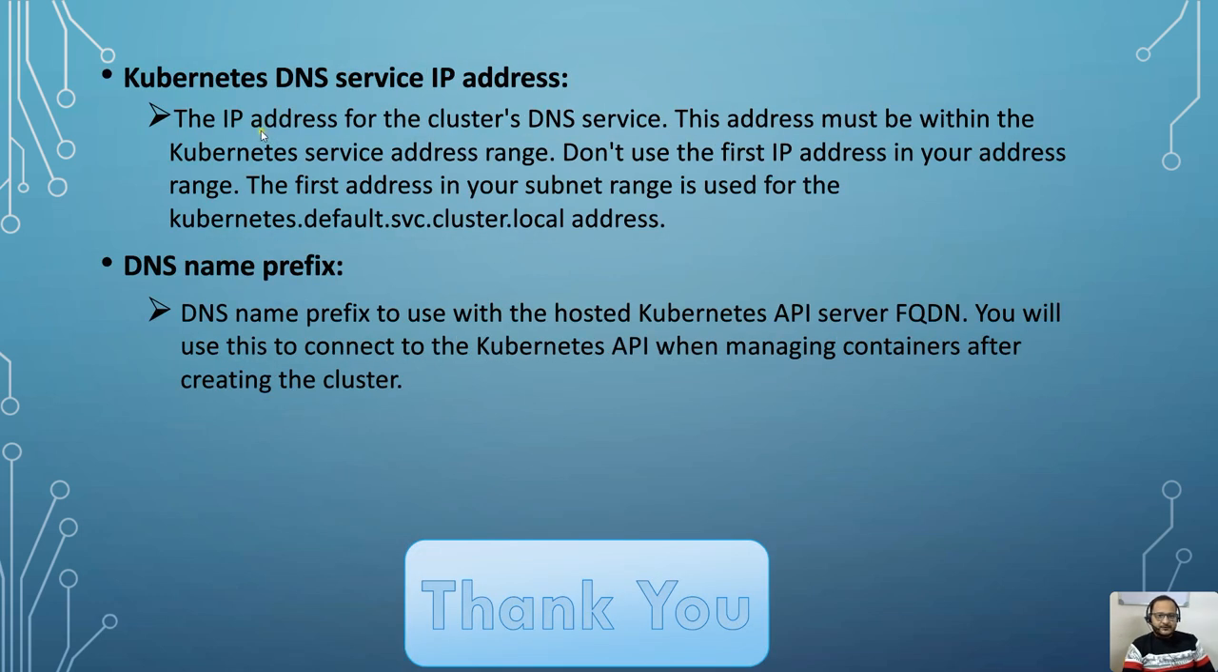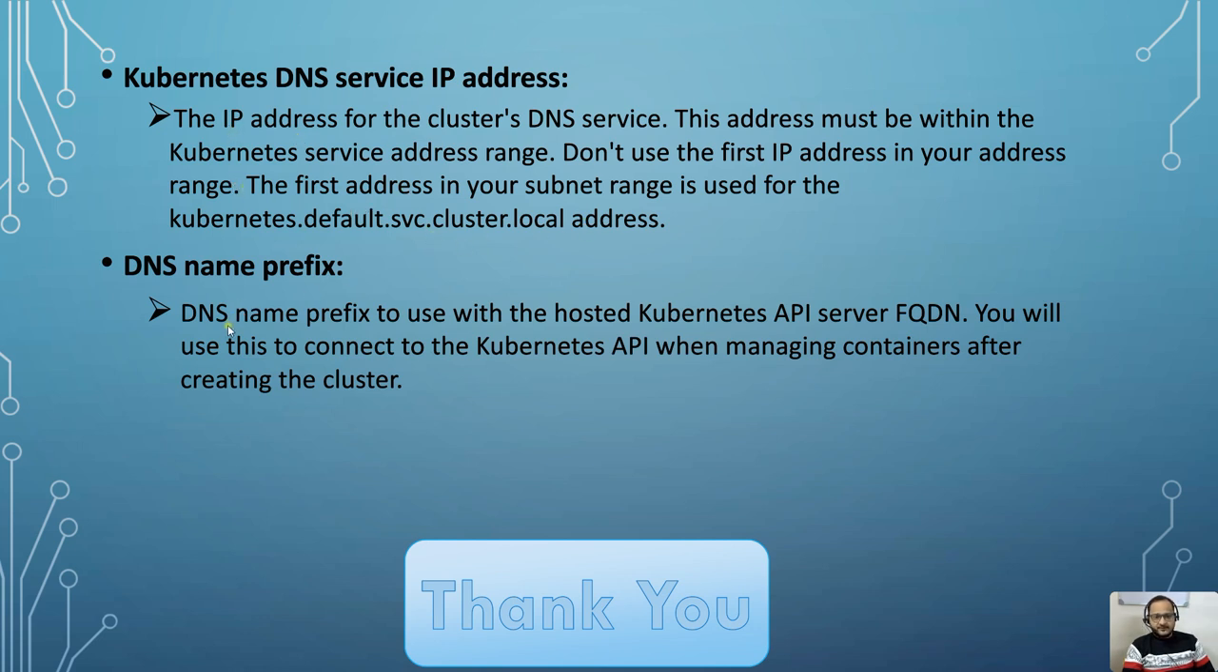Another few terms here: Kubernetes DNS service IP addresses. You will see this when we configure AKS clusters. It basically means the IP address for the cluster DNS service. This address must be within the Kubernetes service address range, and don't use the first IP address in your address range. The first address in your subnet range is used for the Kubernetes.default service cluster local address. So we will see this particular term.